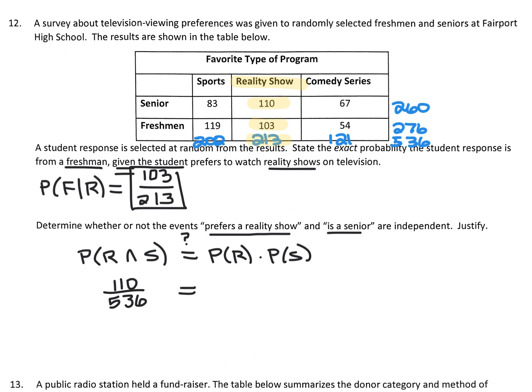Okay, so now over here, the probability of preferring reality, well, the total number of people that prefer reality is 213 out of the 536 people. And then we want to multiply that by the probability of being a senior. So altogether, we have 260 seniors out of the 536 students altogether.